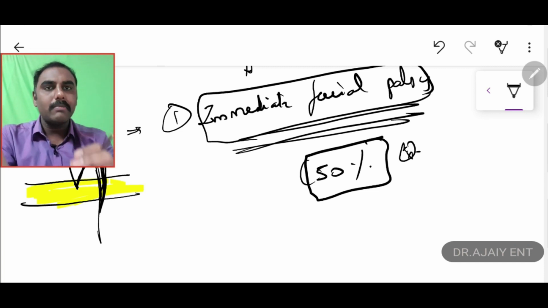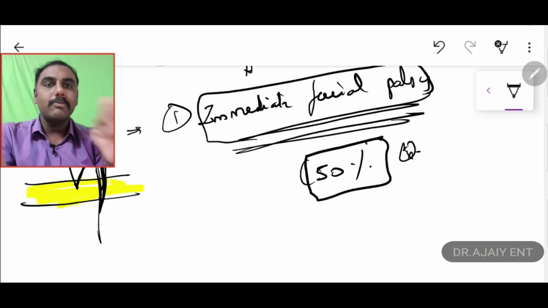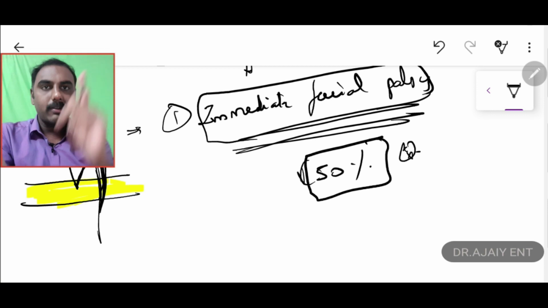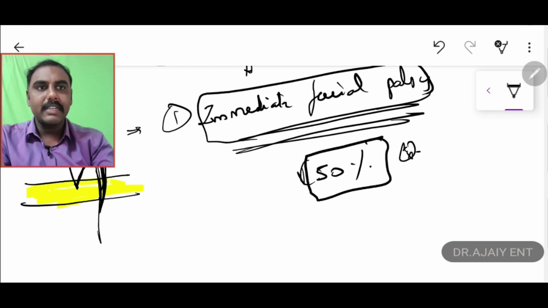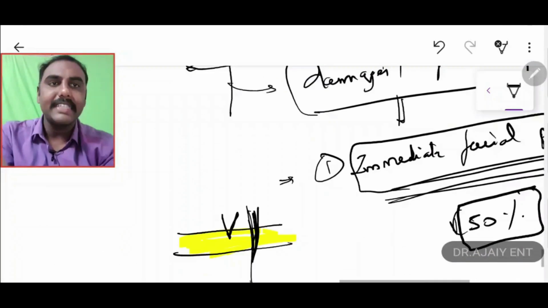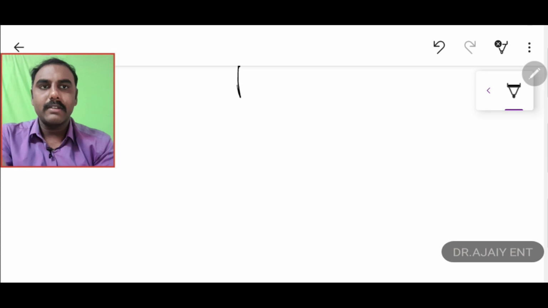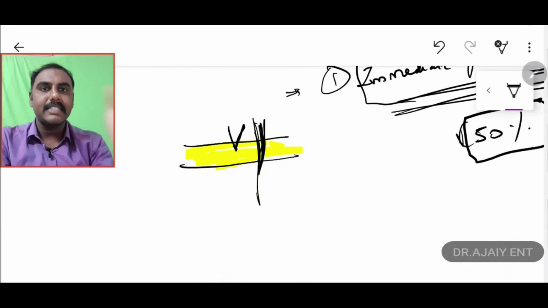The most common temporal bone fracture presenting with the facial palsy, it is transverse fracture. The most common temporal bone fracture overall is longitudinal fracture. Never forget this. Okay, the most common temporal bone fracture presenting with the facial palsy is transverse fracture. In a transverse fracture, as I said, it runs perpendicular to the inner ear. Okay, so this is regarding the difference between the two types of fractures, the transverse fractures and the longitudinal fracture.